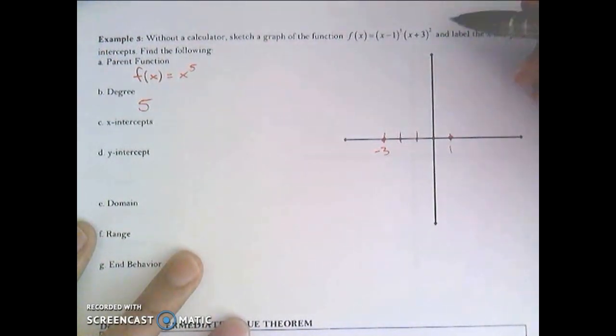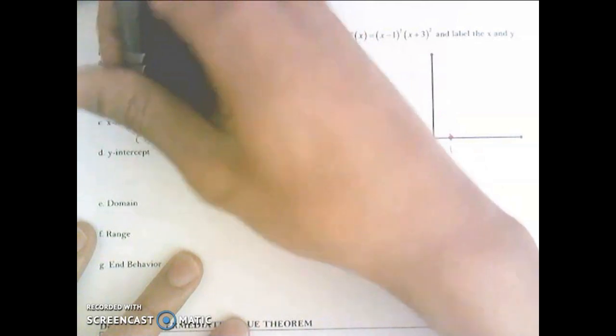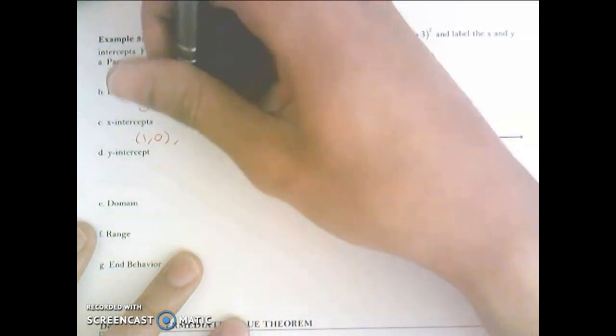We know that we have a bounce at x equals negative 3. And then we have a multiplicity of 3 at x equals 1. Let's go ahead and plot those. So our x-intercepts are 1 and -3.